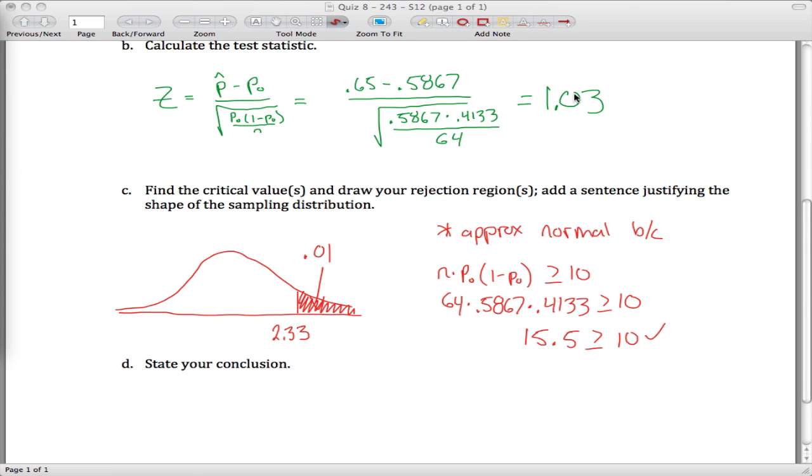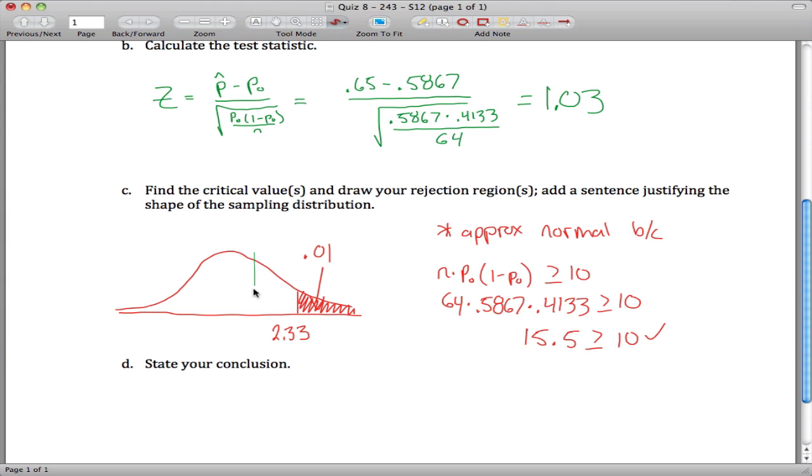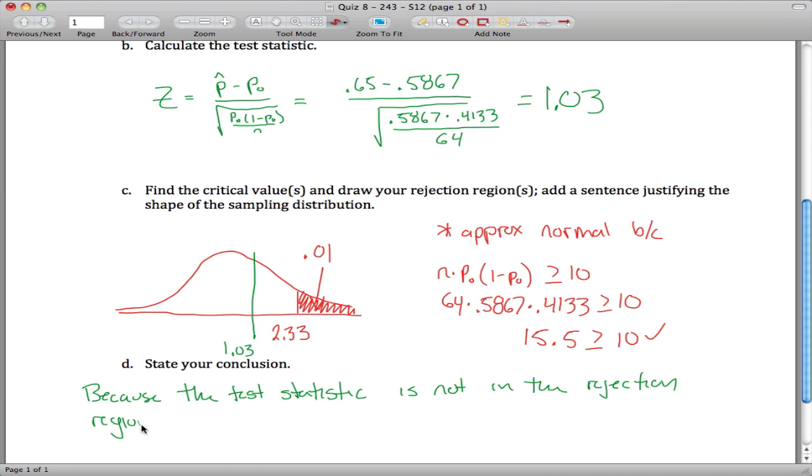And then if you notice that your test statistic 1.03 is way over here, it's less than 2.33, you can make your conclusion. You can say because the test statistic is not in the rejection region, there is not sufficient evidence to reject the null hypothesis.